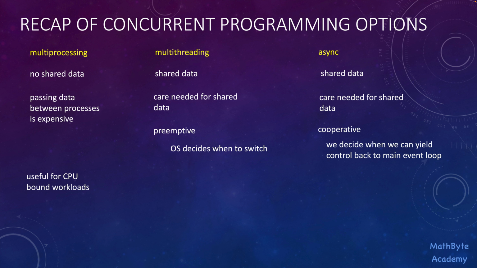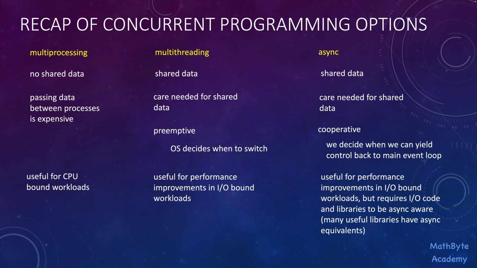So multiprocessing is useful for CPU-bound workloads, right? Whereas multithreading and async are really only useful for performance improvements in I/O-bound workloads. The disadvantage of async is that it does require I/O code and libraries to be async aware.